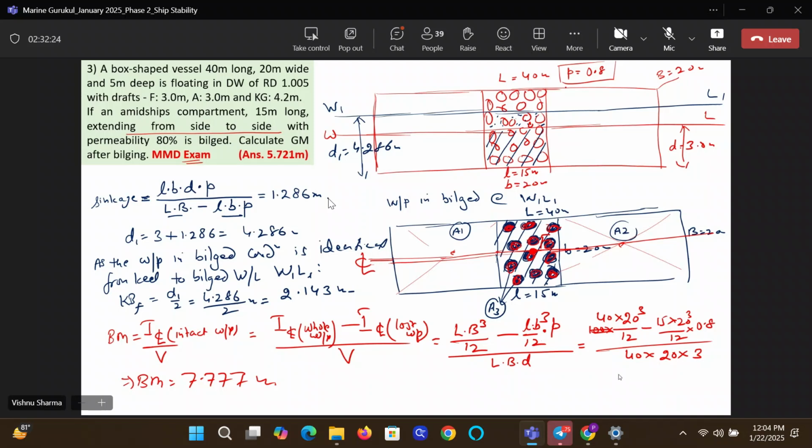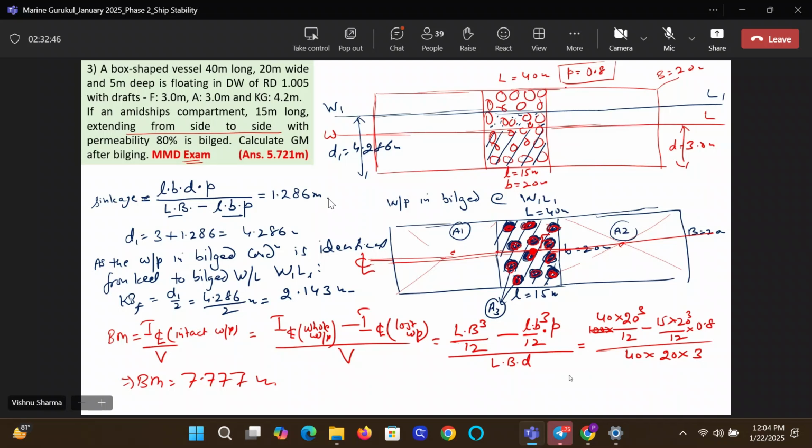Sir, one doubt. Sir, in this question, this density is also given, so should we not multiply it with... Under lost buoyancy method, density has no role to play, beta. We are dealing with the volume, so density has no role to play, right? Okay. So it is just given to confuse us.